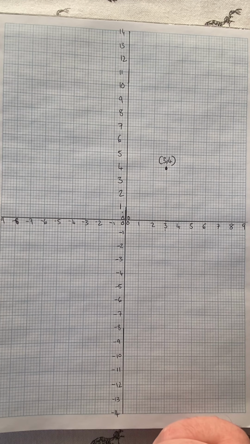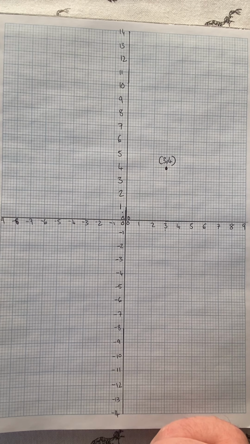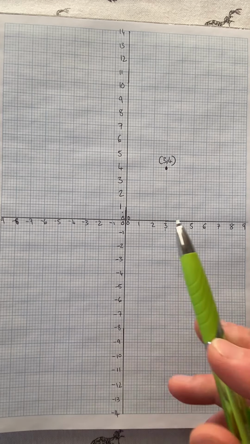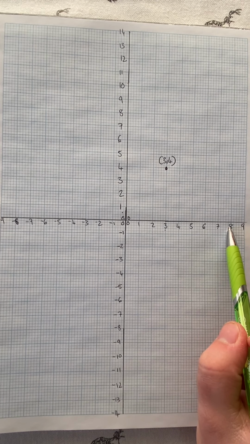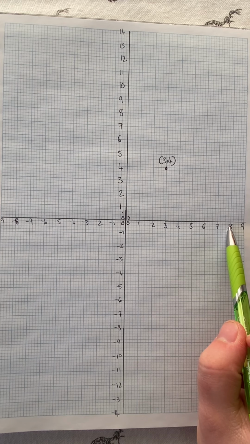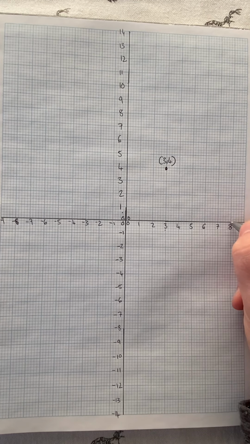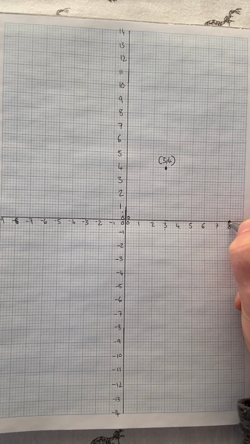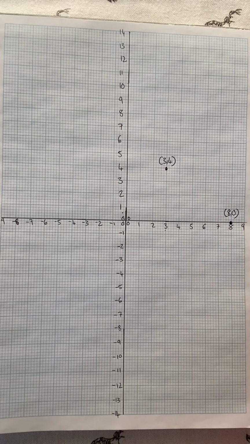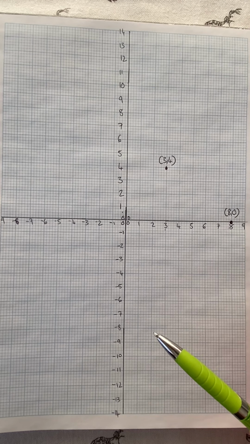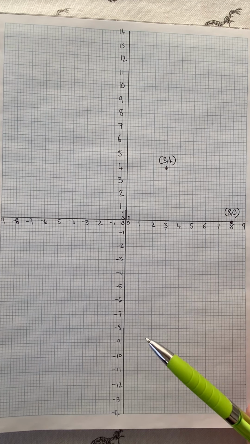So let's do a bit of a tricky one now. 8, 0. Now 8, 0, we go across 8 because we do our x-axis first, and we go up 0. So 8, 0 is actually on that there. If you need to pause at any point in this, by all means feel free, okay?